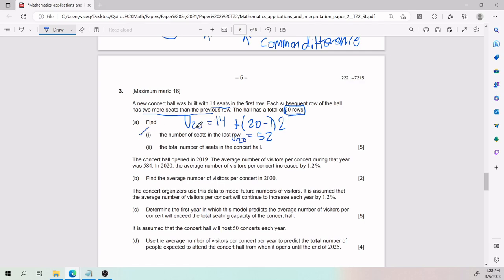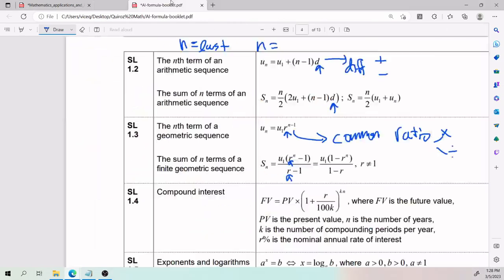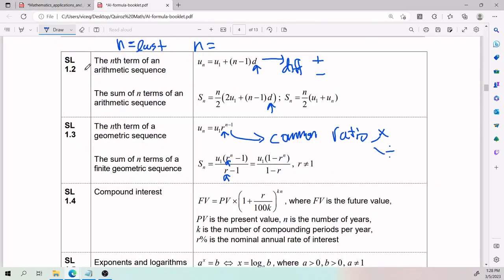Part A, part 2 is asking for the total number of seats in the concert hall. Here we actually have to use the second formula, pretty straightforward. In the first one, we were trying to find the nth term, in this case the last one, the number 20. In this case, we're trying to find the sum of all the seats.